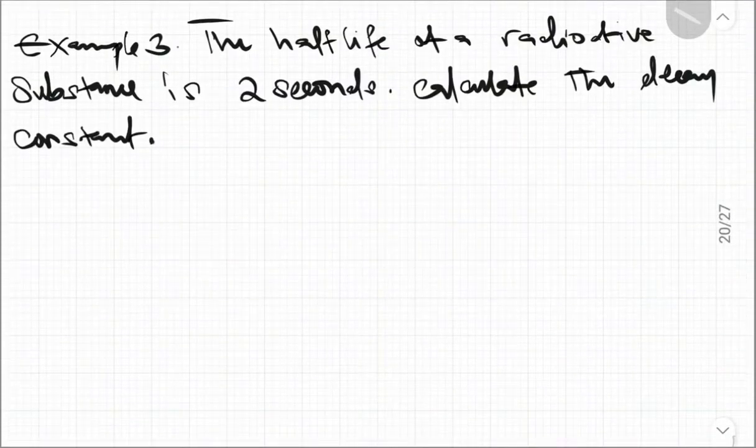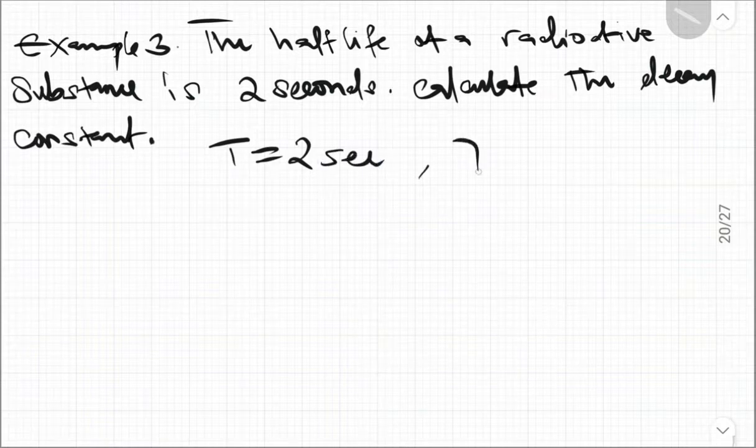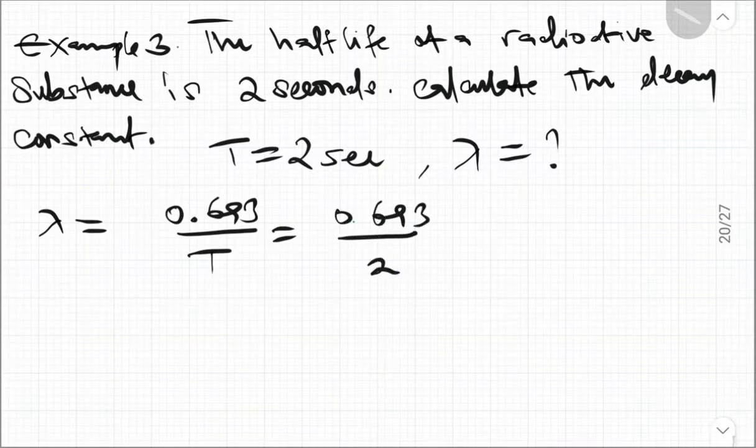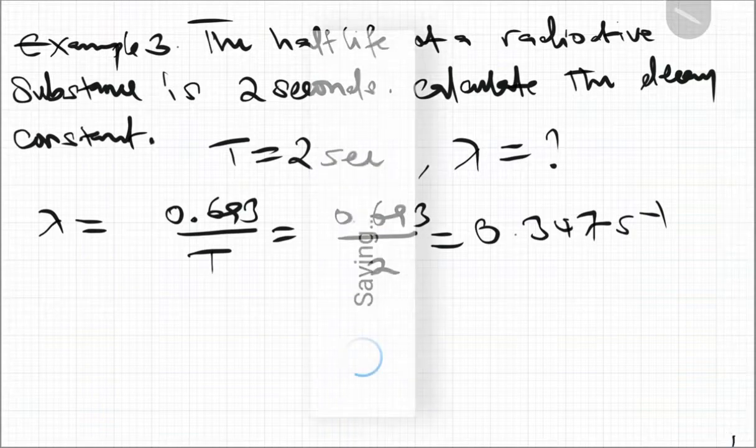So example 3. The half-life of a radioactive substance is 2 seconds. Calculate the decay constant. Of course, the decay constant is going to be equal to 0.693 over capital T. So we have 0.693 over, what is capital T? 2 seconds. So we have 0.347 per second.